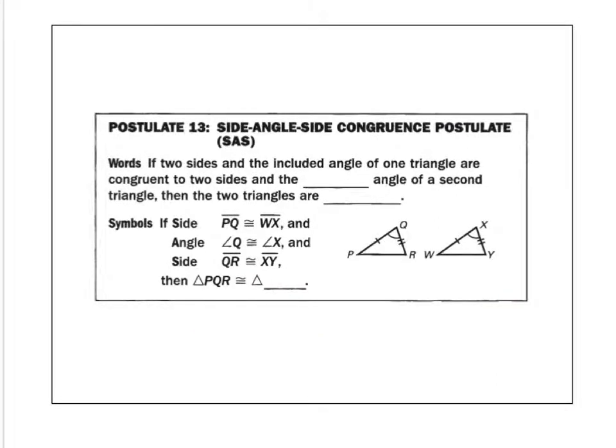Now, here's another postulate called SAS. If two sides and the included angle of one triangle are congruent to two sides and the included angle of a second triangle, then these two triangles are congruent.